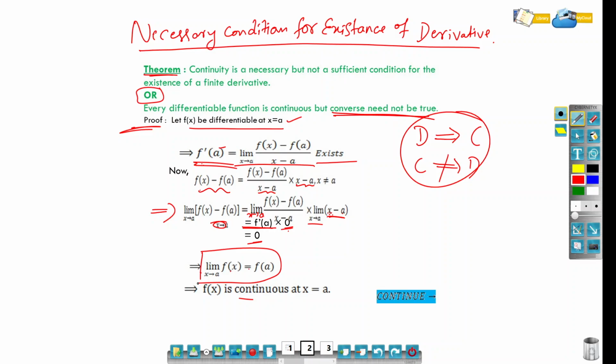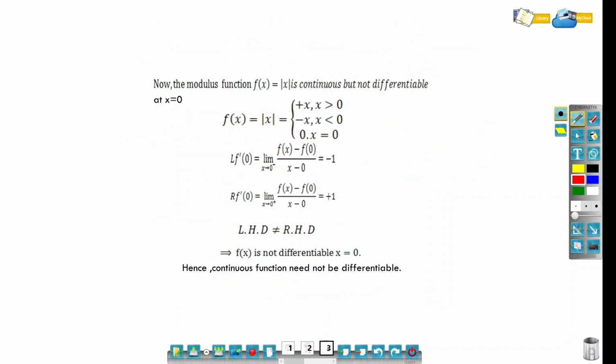Here initially we are considering the function is differentiable, and at the end we are proving that the function is continuous at x equals a. So every differentiable function is continuous. So this proves that every differentiable function is continuous. Again we need to prove the converse need not be true. So here I will prove it by taking one example.